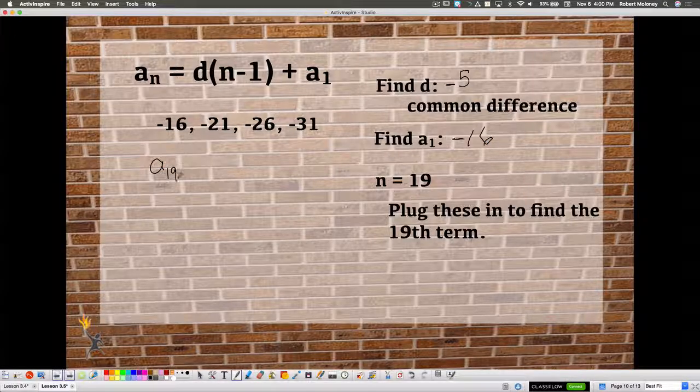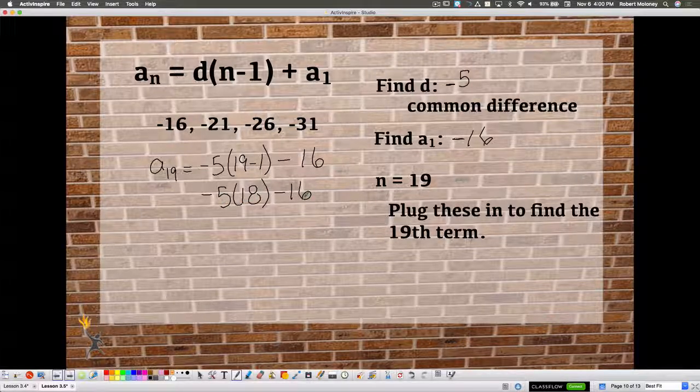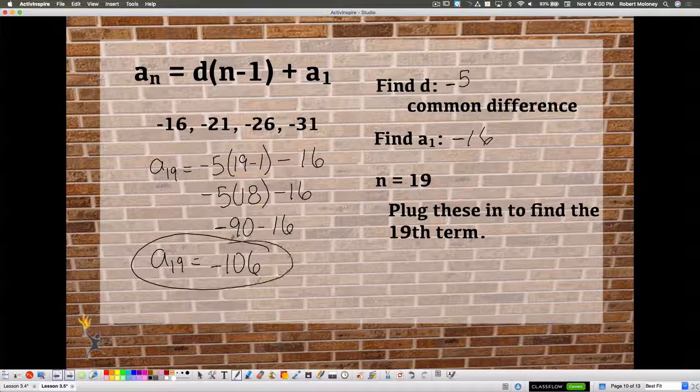The 19th term equals negative 5 times 19 minus 1, minus 16. So we have negative 5 times 18 minus 16. Well, negative 5 times 18 is negative 90. Negative 90 minus 16 is negative 106. So the 19th term in this sequence of numbers is negative 106.